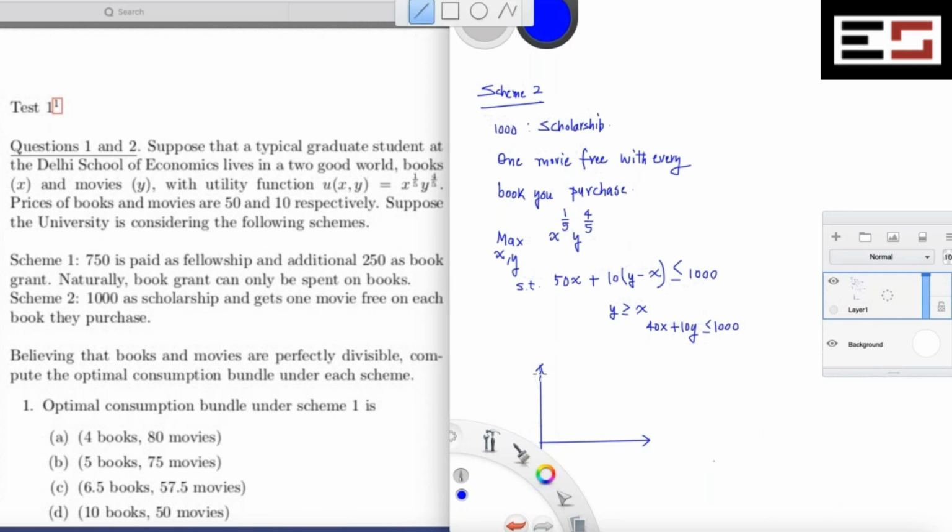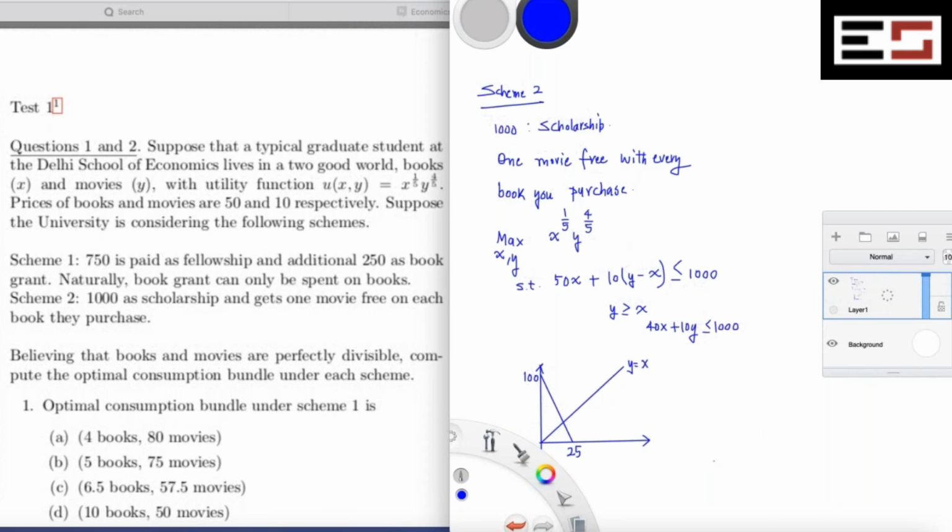So what I'll do is draw a line like this. This is 100, sorry, and this is 25. This is basically the boundary of this constraint. And then y is greater than or equal to x. So if I draw a 45-degree line like this, y equal to x is this. Y greater than or equal to x is this.